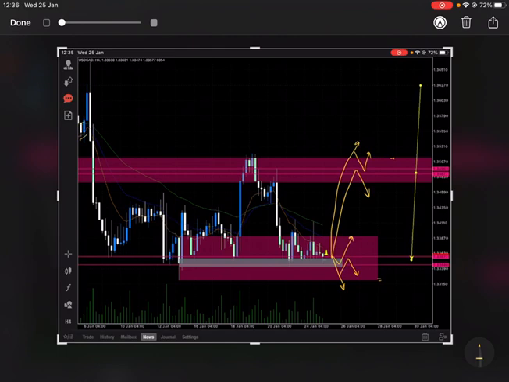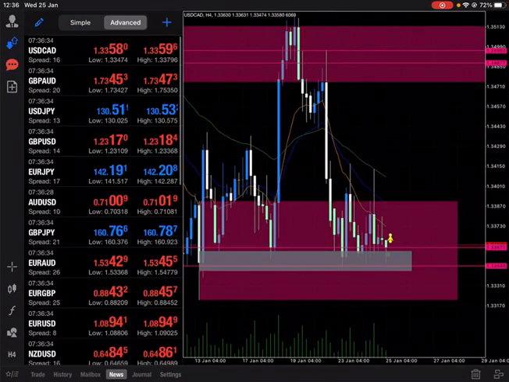Where do you find your entries? Again, M5 and M15, the one that I just marked. So mark it on your zone. Wait for H4 to close before entering.